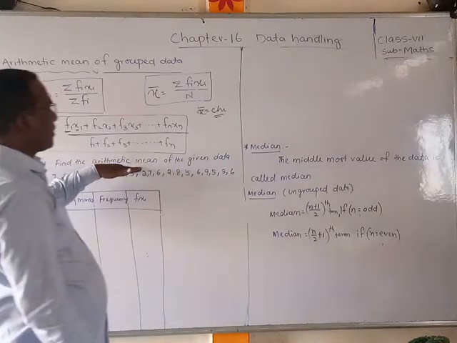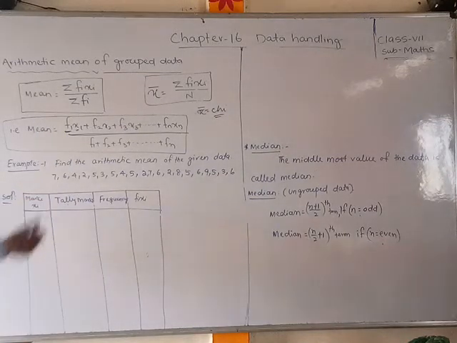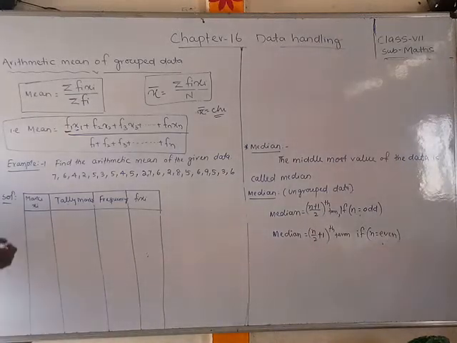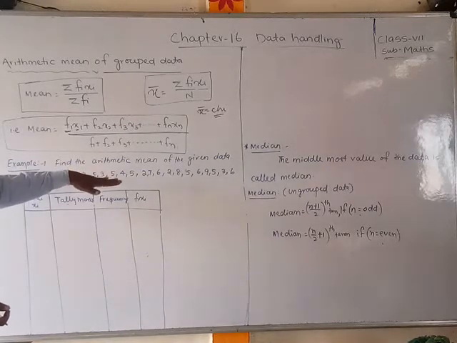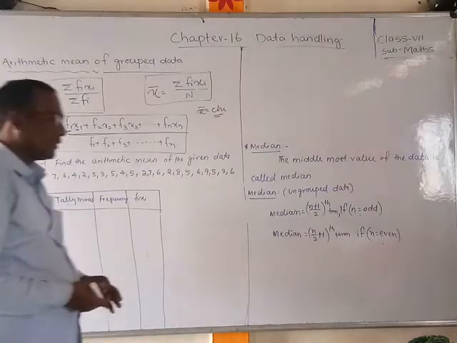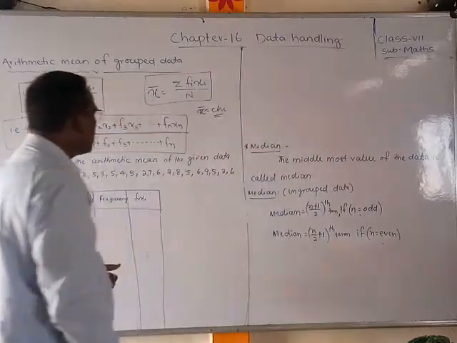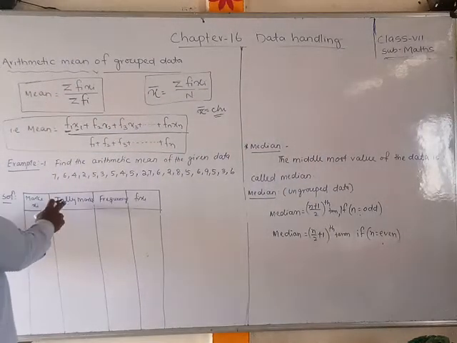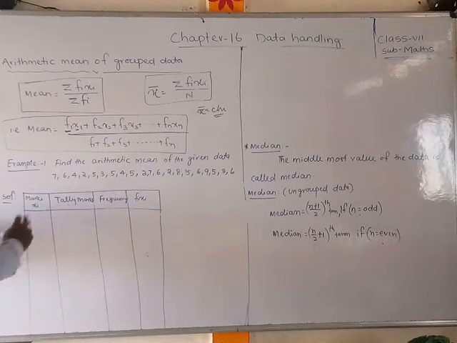Find the arithmetic mean of the given data using the grouped data method. Okay, for this we have to make a tabulation. It is very easy to do, and then we can solve. Look at the tabulation, students. Under marks, whatever data is given, we write the marks as a group, from the smallest number up to the greatest number. The last number is 9, I think. Tally marks show how many times each is repeated, that is the frequency, and then we multiply the frequency with the data.